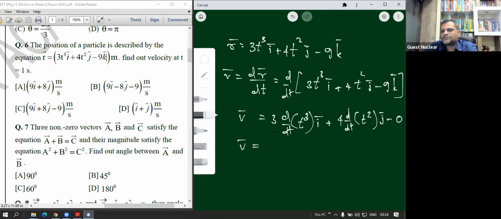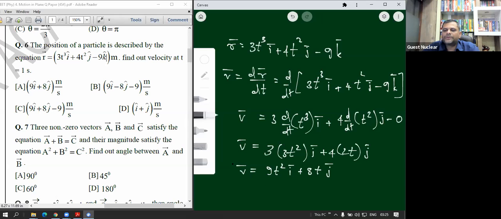So v bar is actually going to become 3 times of, यहाँ पे 3t cube का डेरिवेटिव क्या आएगा 3t square. ठीक है, अकॉर्डिंग टू द फॉर्मूला x raised to n का डेरिवेटिव होता है n times x raised to n minus 1, प्लस 4 times of t square का डेरिवेटिव क्या आएगा 2t, and hence it will become v bar, which is equal to 3 3s are 9, so it will be 9t square into I bar plus 8t into J bar. ओके, तो यहाँ पे आ जाएगा ये वेलोसिटी.